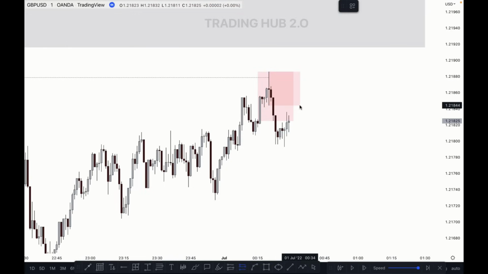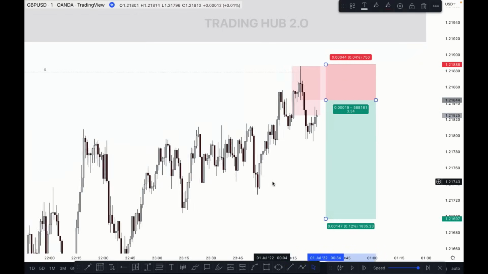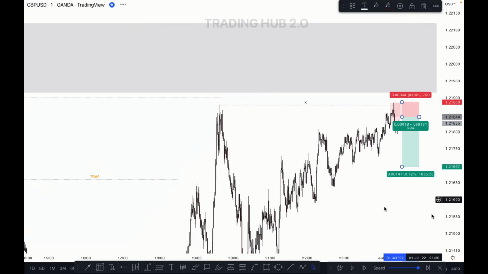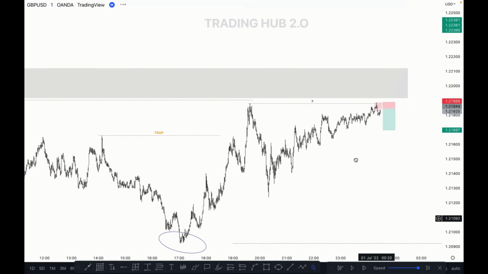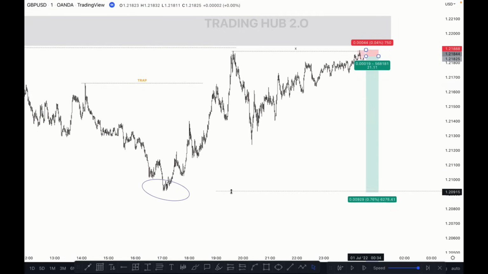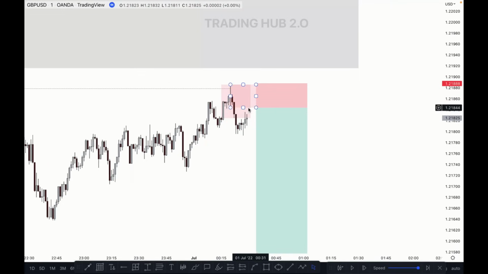So we can place our first entry here, and the target will be the M15 major low, correct? So this will be our target. I will show you. Yeah, correct. So this one is our first entry.